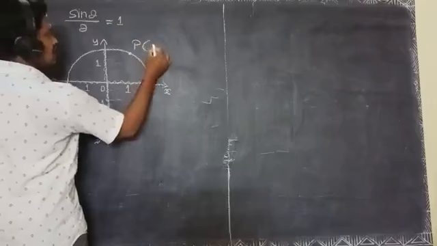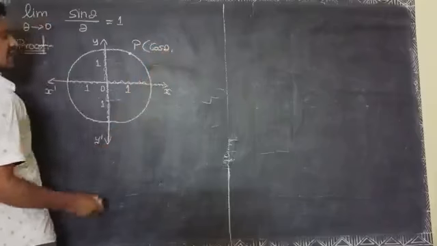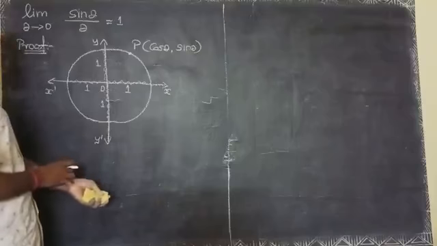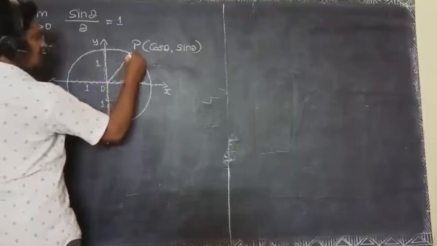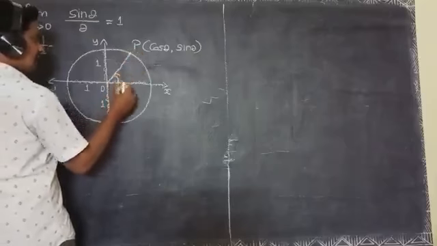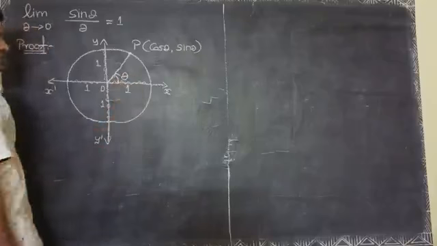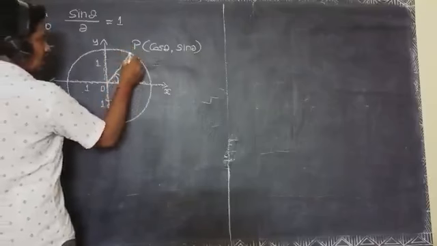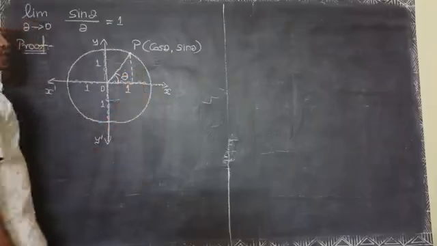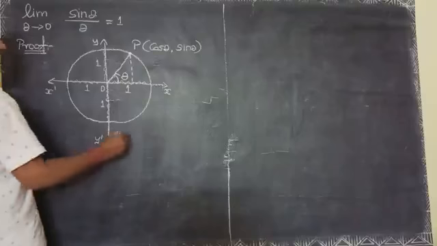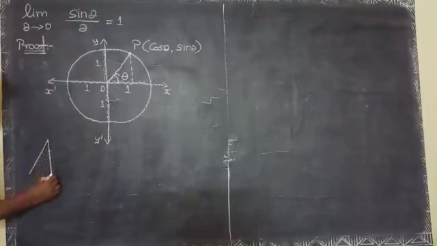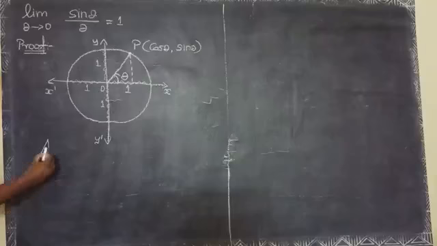Then the x coordinate is cos theta and the y coordinate is sin theta. Connecting the point P to the origin, we make an angle with the x axis, that is theta. From the point P, draw a line perpendicular to the x axis. Here we take one triangle. This is theta.